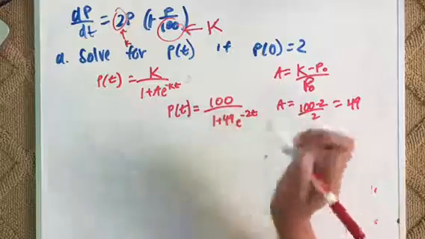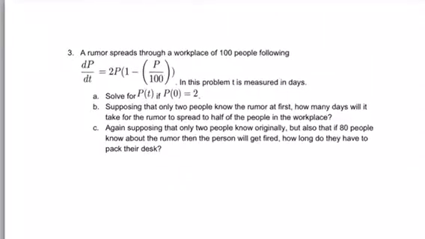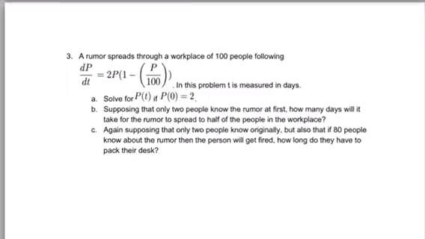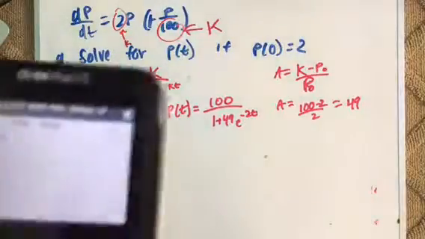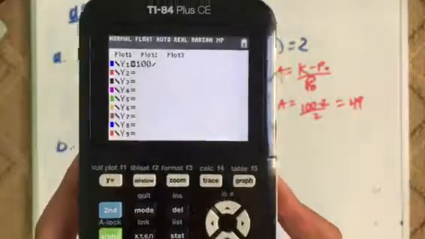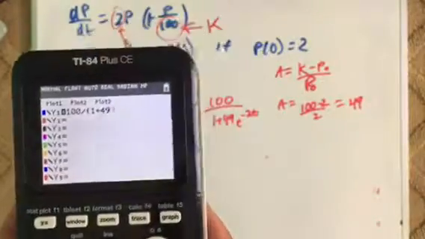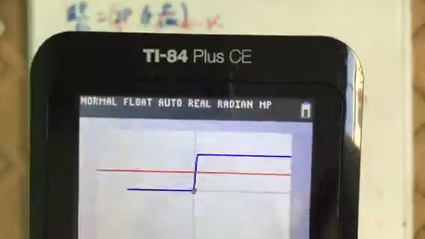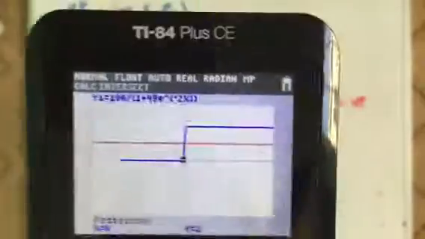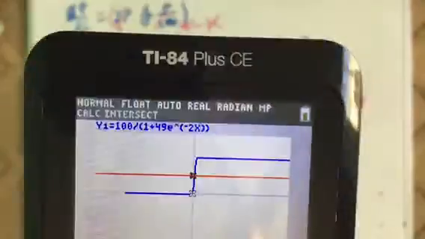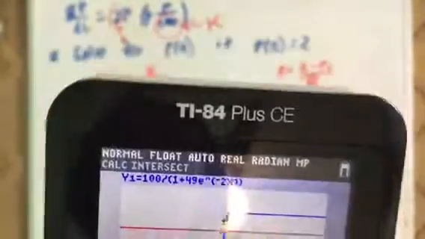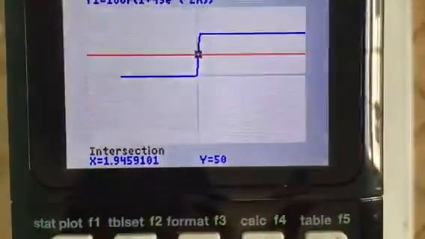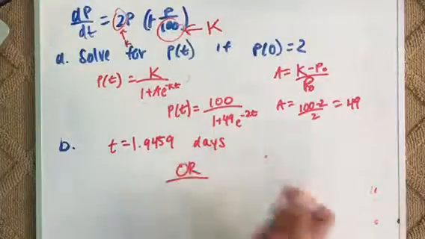And that's our answer. Supposing that only 2 people know the rumor at first, how many days will it take for the rumor to spread to half of the people in the workplace? So the first way we can solve this is by plugging p of t into our graphing calculator, and then y equals 50, because that's half of our carrying capacity, and it asks for half of the people in the workplace. And then using the calculate button on our graphing calculator, we get the point of intersection, which is 1.94591, and that's the number of days it will take to spread the rumor.